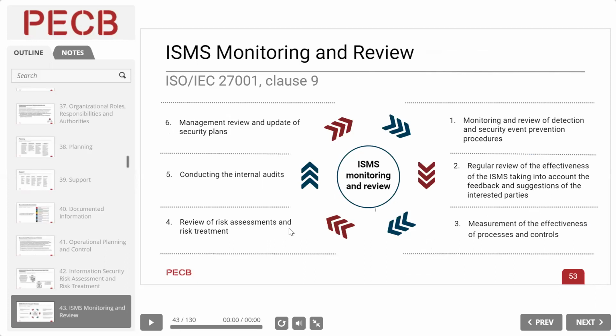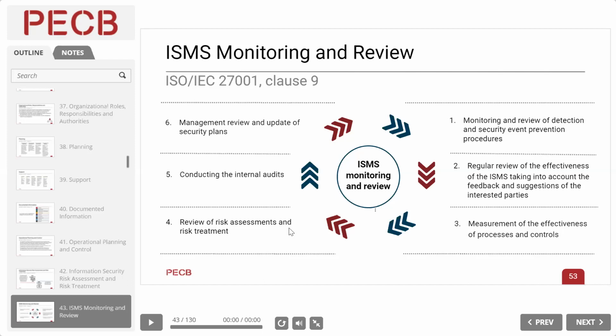Clause 9 talks about monitoring and review. We need to be able to monitor the management system. We need to be able to monitor all the things that we have implemented.